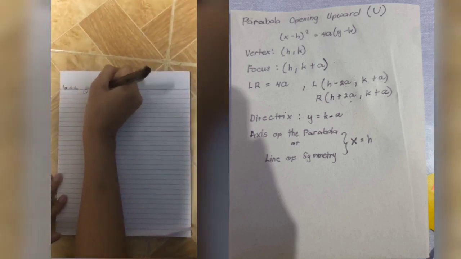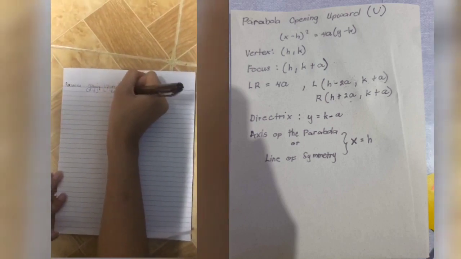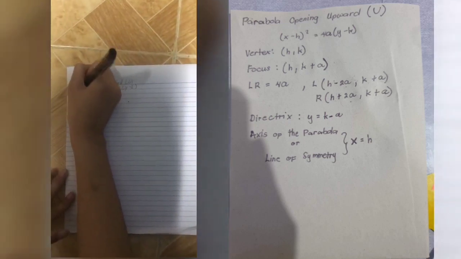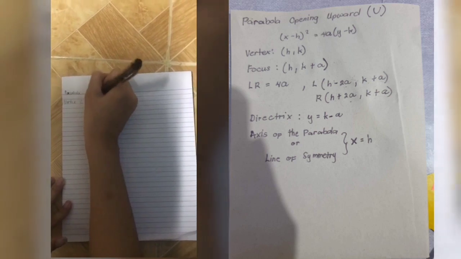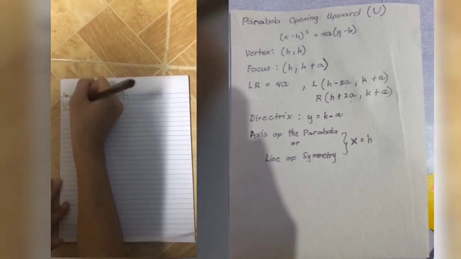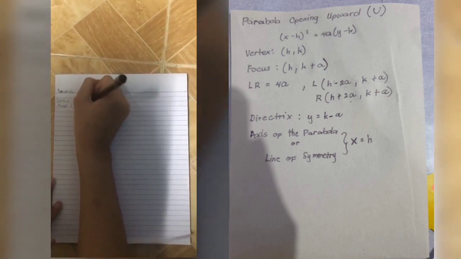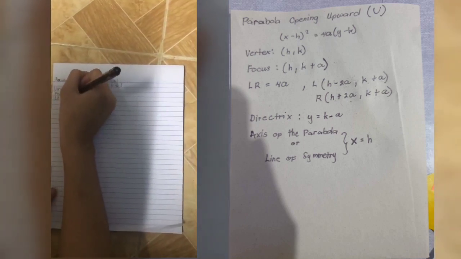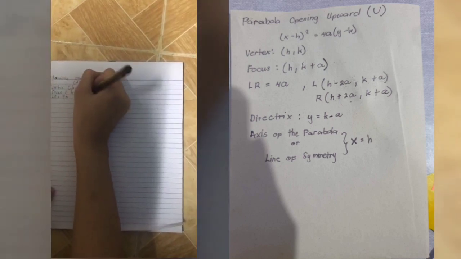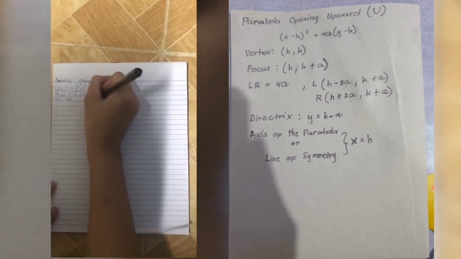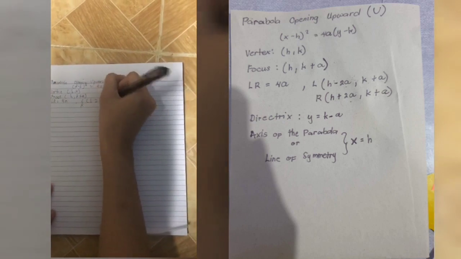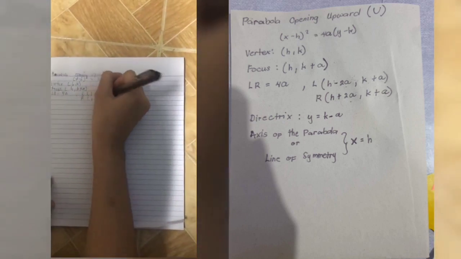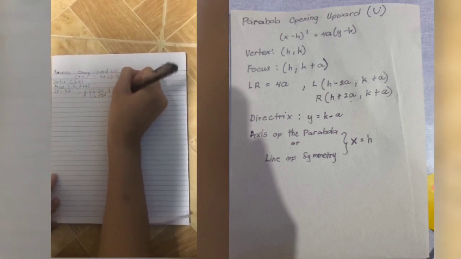(x minus h) squared equals 4a times (y minus k). For the vertex is (h, k). For the focus naman, (h, k plus a). For the LR is equal to 4a. And for the L is (h minus 2a, k plus a). For the R, (h plus 2a, k plus a).